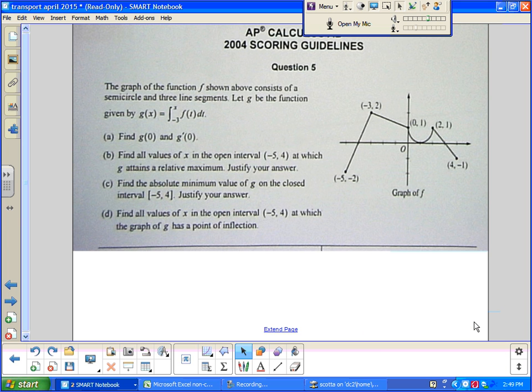Yeah, 2004, number 5. It was due Monday. It's Thursday today, so you should have it done by now, or at least attempted.